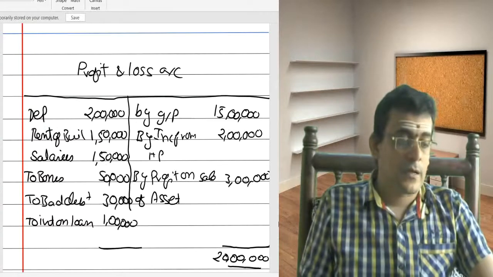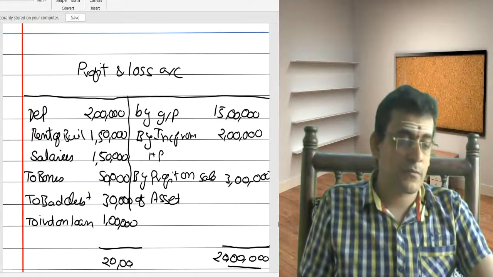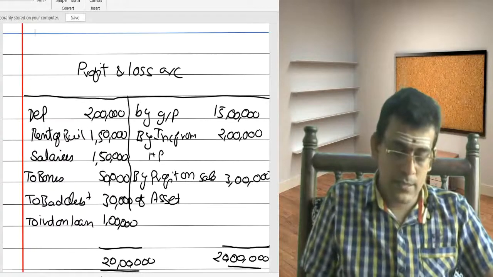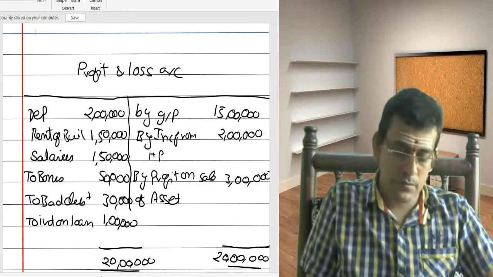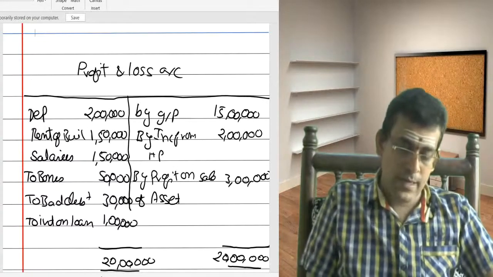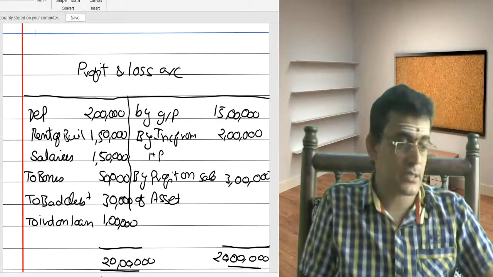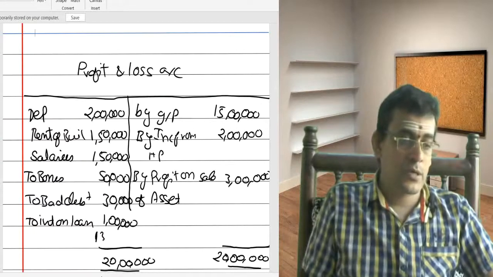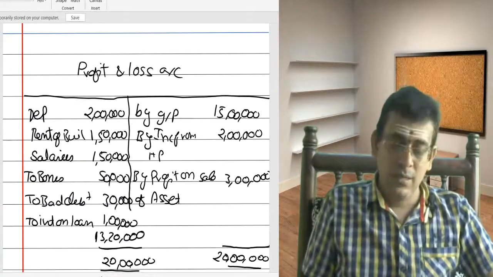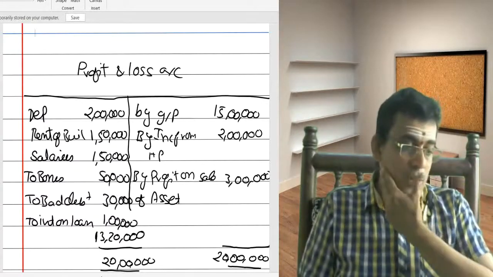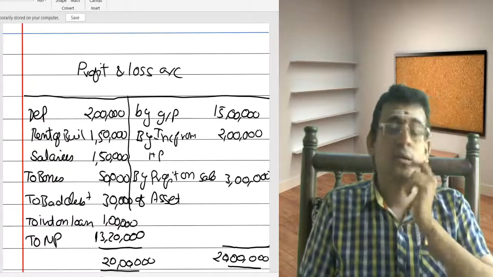Then let me see what the net profit is. Let me do the total of my expenses: 2 lakhs plus 1 lakh 50 plus 1 lakh 50, 3 lakhs, plus 50,000 plus 30,000 plus 1 lakh. So your total expense is 6 lakhs 80. So 20 lakhs minus 6 lakhs 80,000, the net profit is 13 lakhs 20,000.